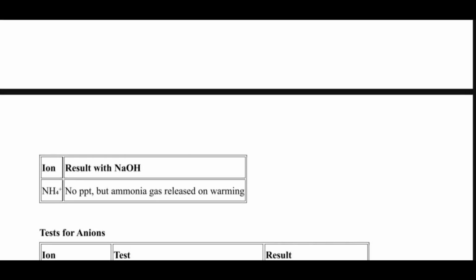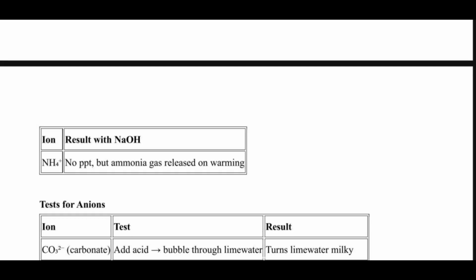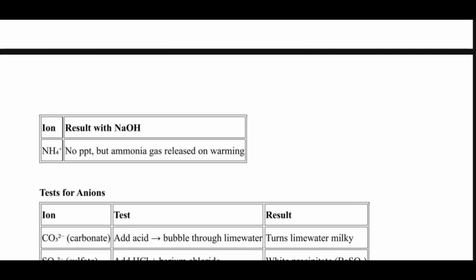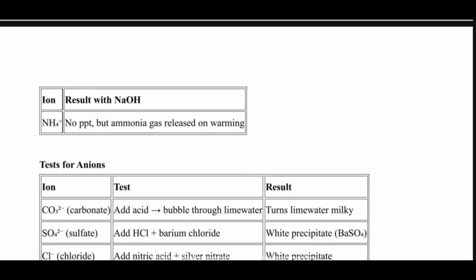Let's see for ammonium ions. If you add sodium hydroxide, you are not going to get any precipitate, only ammonia gas, which will be released in the form of bubbles. You will see the bubbles of ammonia gas usually if you heat the solution. If you don't heat, you will not even see the bubbles of the ammonia gas.